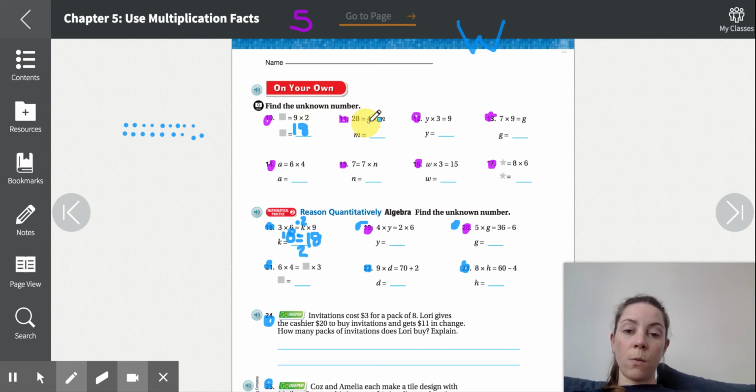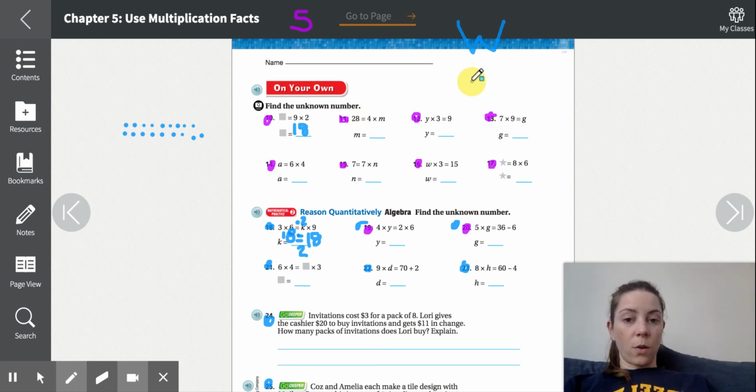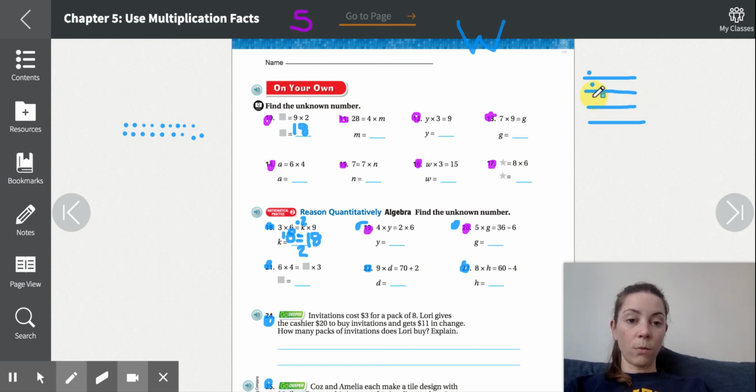28 equals 4 times m. So they're saying, what do you have to multiply by 4 to get the total of 28? So I could do 4 groups or 4 rows if I want. 1, 2, 3, 4, and pass them out till I get to 28. 1, 2, 3, 4, 5, 6, 7, 8, 9, 10, 11, 12. You'll keep going, and you should have gotten, well, let me just show you one. I guess I'll finish it out here.